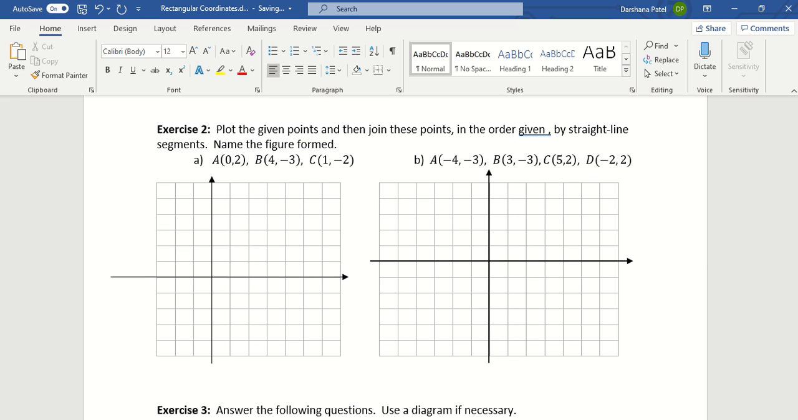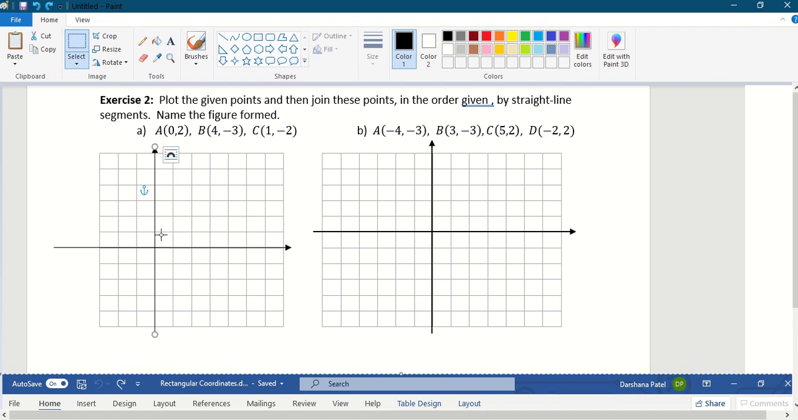Now we are asked to plot the given points and then join these points in the order they are given, connect them with straight line segments, and name the figure formed. So if we plot 0, 2, x being 0, y being 2, this is where we will have 0, 2. That's our A here.